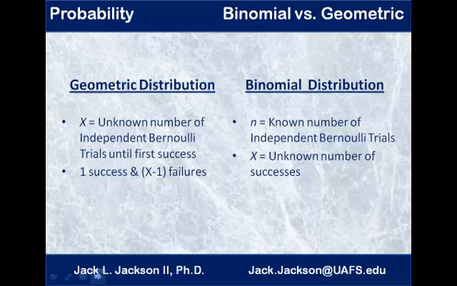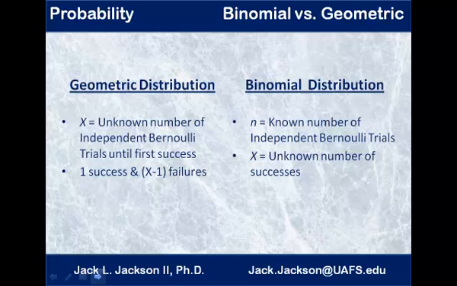A geometric distribution, which we covered in our last lecture, we do not know how many trials we're going to have. And x counts the unknown number of independent Bernoulli trials until the first success. We know there's one success. Of course, you'll have x minus 1 failures. What we don't know is how many trials it's going to take us to get that success.